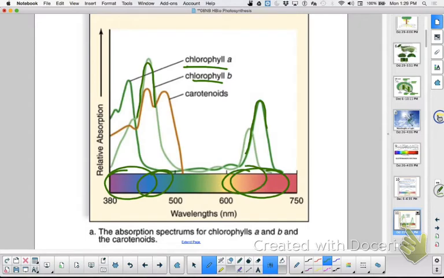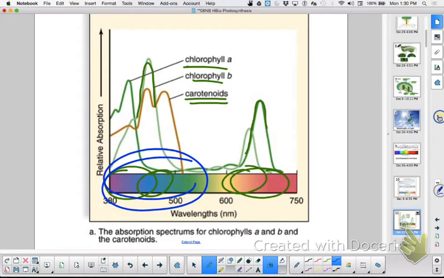A different pigment are carotenoids, and hopefully you're thinking carrots, and carrots are orange. And the reason is the carotenoids, they can absorb the colors down here. But you can see right here, they can't absorb the reds and the yellows, and that's why carrots appear orange, is because they're reflecting that wavelength back to us.